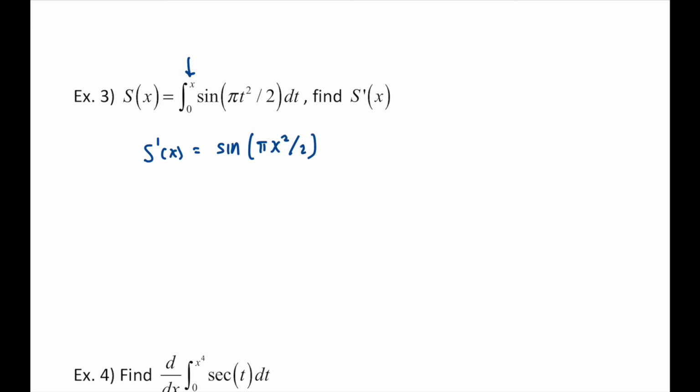I'm going to change things up a little bit, though. Let's take d/dx, so the derivative of the integral from 0 to x to the fourth of secant t dt. Now here, our upper limit, x to the fourth, we've got something more than just x here. Now, let's think about this. I'm going to replace this and put a u in play instead. So we're going to take d/dx of the integral from 0 to u of secant t dt.